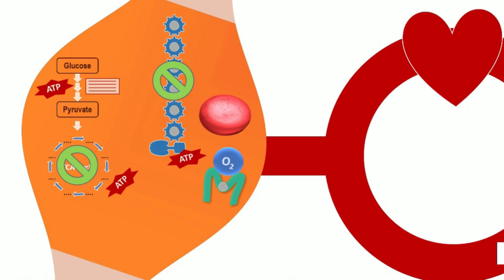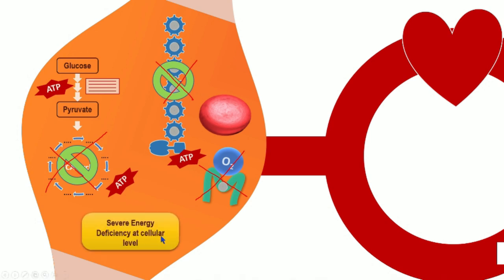These include cytochromes, and these cytochromes contain iron as their core component. So in iron deficiency anemia, what problem could be there? Number one, oxidative phosphorylation would suffer, the TCA cycle would suffer, and on top of that, myoglobin is not working. So what will happen? There will be severe energy deficiency at cellular level. So this will lead to what? This will lead to fatigue and other symptoms.